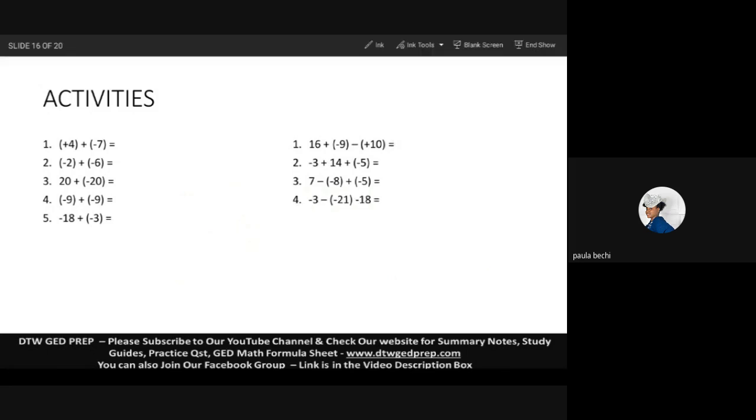So the next one, we have negative 3 minus negative 21, which gives you positive 21. Like we said, you can swap this to be 21 minus 3. So 21 minus 3 gives you 18. So we have simplified this to be 18. Then we have 18 minus 18, that gives you 0.